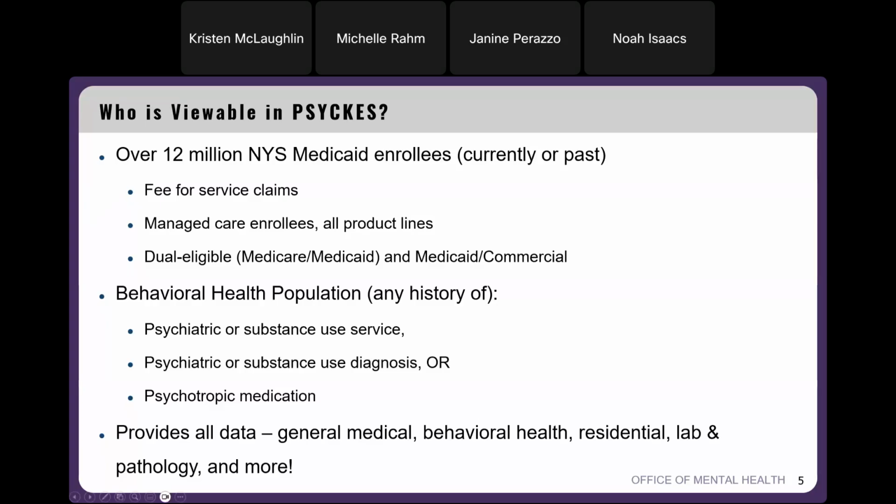I do also want to make mention of the second part of that population, the Medicaid behavioral health population. What do we mean by behavioral health? That means that the individual would have to have at least one psychiatric or substance use service, a psychiatric or substance use diagnosis, or any psychotropic medication. But once the client's in that population, the information that you'll be able to see on that individual is across the treatment spectrum. That includes general medical, behavioral health, residential, and as you see in my first bullet at the top here, we have over 12 million unique New York State Medicaid behavioral health individuals available in the application at this time.